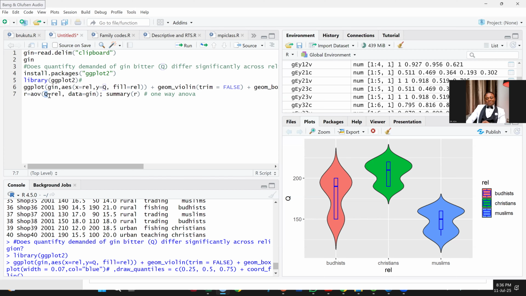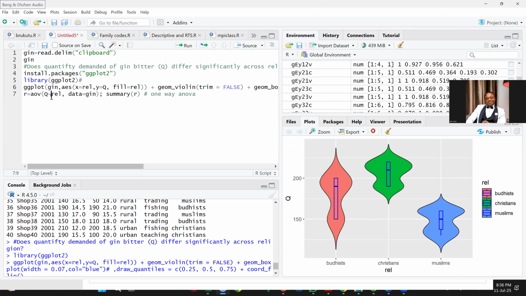Okay. Q here. Oh, by the way, if you are ever doing this and it doesn't work, you let me know. I don't expect you to be able to do it now. You can do it later. So look at this. Q, you type Q because the Q is the thing we are going to check. We are checking the quantity demanded, which is a Q, the quantity demanded of gene bitters.